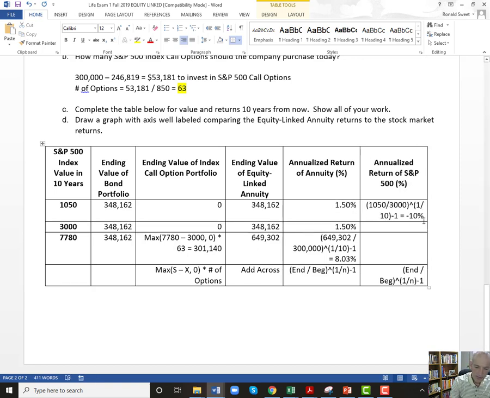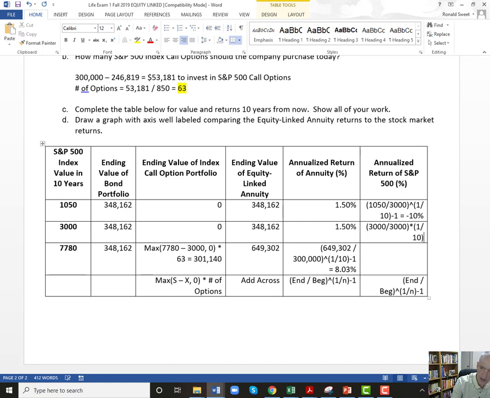Now what about here? Well, here is pretty straightforward. You got 3,000 divided by 3,000 raised to the 1 divided by 10, minus 1. Raised, not times, excuse me. That's equal to 1 because you have 1 raised to the 1/10, minus 1, and that's going to equal a 0% return. Again, the equity-linked annuity has done better. So when the market's flat or down, you'll do better.